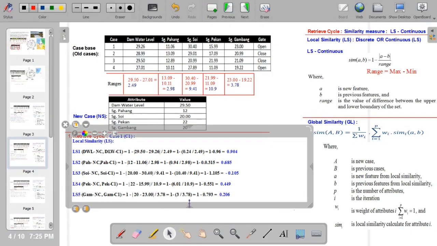So now, since we have already calculated the local similarity for all attribute values of the new case with all attribute values in case 1.